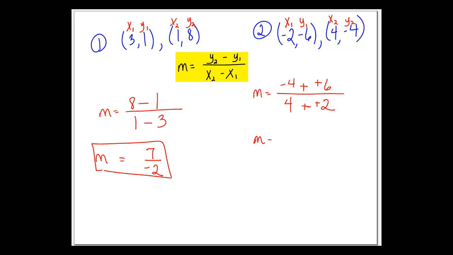Doing the math, negative 4 plus 6 would be positive 2. 4 plus 2 would be positive 6. This will reduce. You can reduce that by 2, leaving your slope to be positive 1/3.